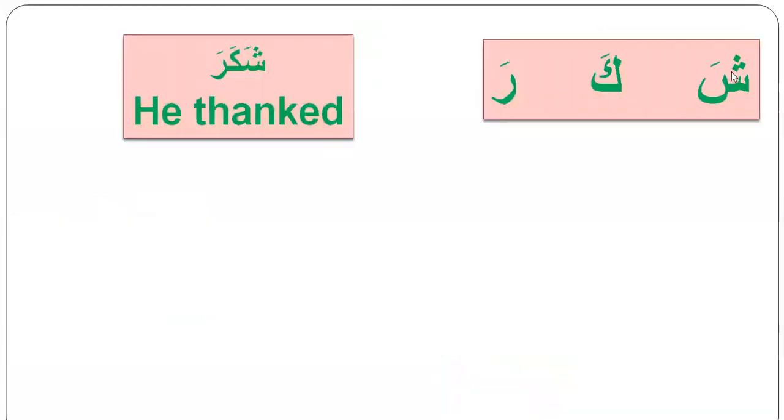These letters have fatha on them. So this is letter sheen with fatha, sha, kaf, fatha, ka, ra, fatha, ra. So the word will be read shakara. Shakara means he thanked. It's a verb in the past.